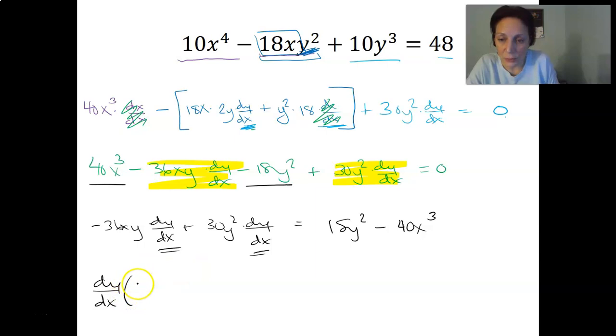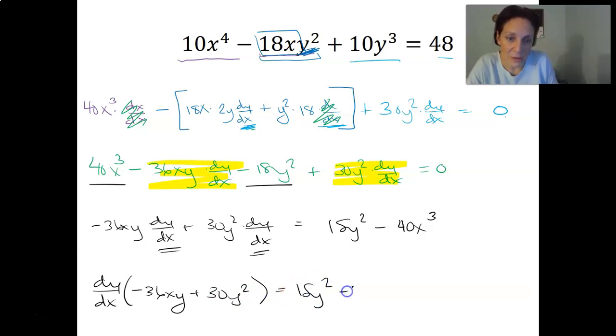The algebra of this gets a little more interesting the more terms you have, but it doesn't change the general process. I'm always going to do my derivative, tacking on my dy dx or my dx dx where necessary. Everything that has a dy dx stays to the left. Everything that doesn't goes to the right. Factor it out, and then you divide, and you're all set.